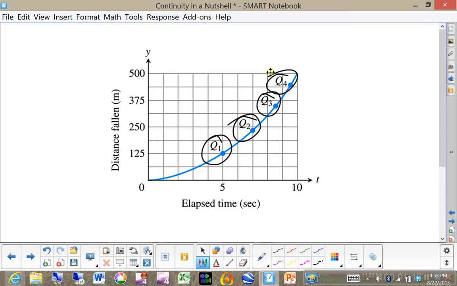You know that the ball is somewhere between 0 and 500 during the first 10 seconds, and all the points are connected to one another. In other words, there are an infinite number of points on this graph. And so we say this is a continuous or connected function.